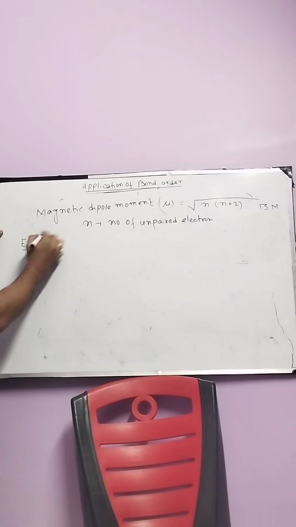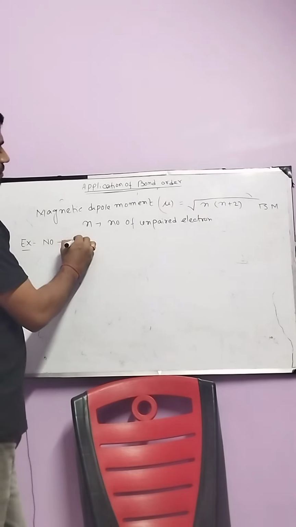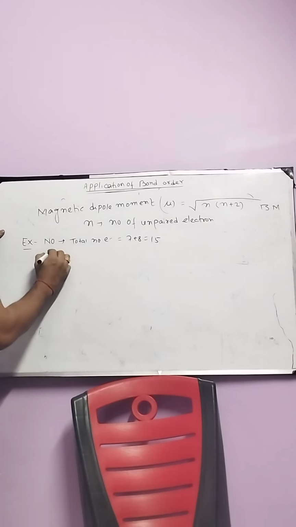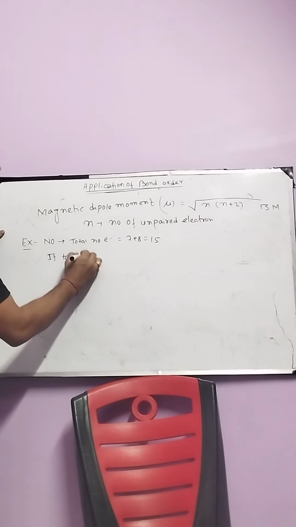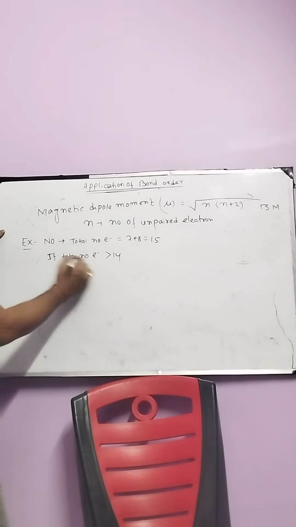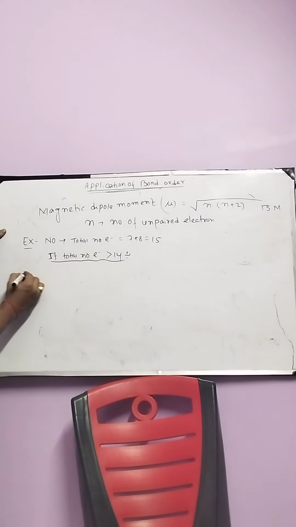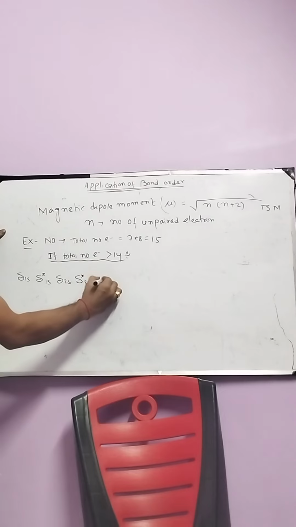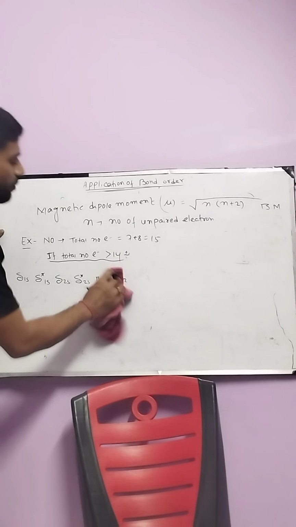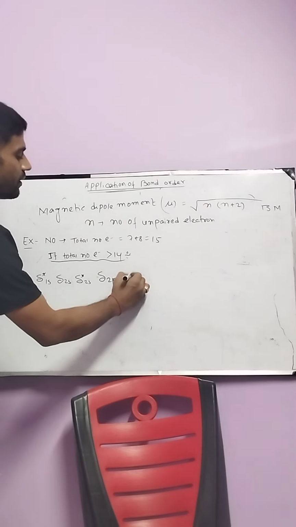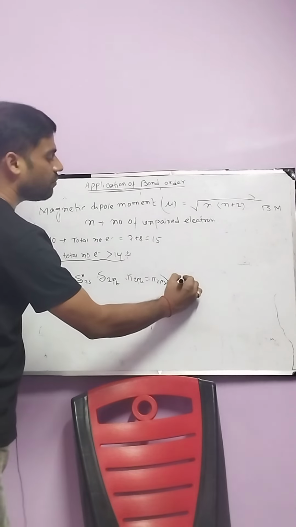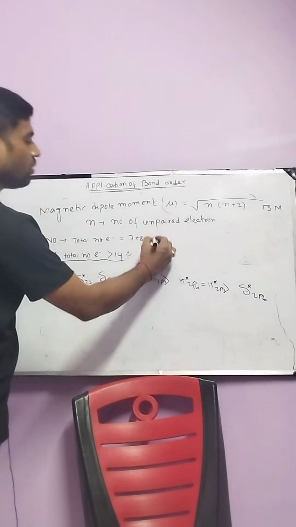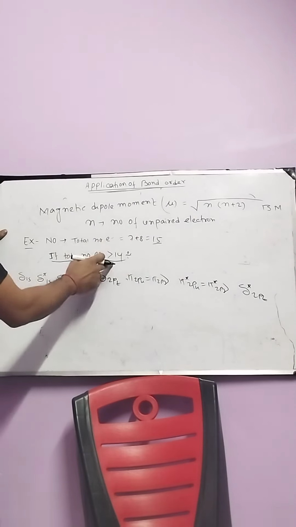Example: NO. Counting first the total number of electrons: nitrogen 7, oxygen 8, 15. If the total number of electrons is greater than 14, then the arrangement of the molecular orbitals is sigma 1s, sigma star 1s, sigma 2s, sigma star 2s, then sigma 2pz, then pi 2px equals pi 2py, then pi star 2px equals pi star 2py, then finally sigma star 2pz. So this is rule number 2: greater than 14 electrons, then this arrangement.